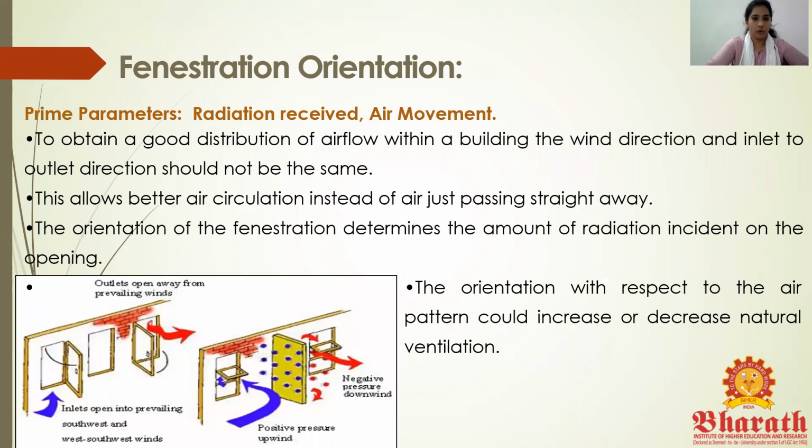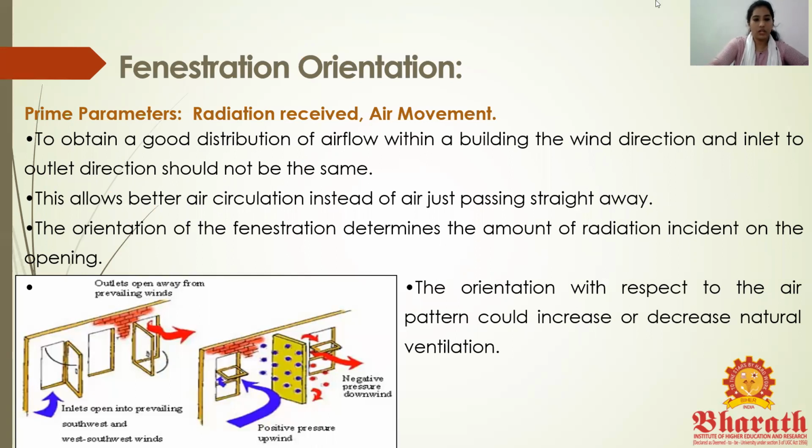Now, after the roof overhangs, we're also talking about fenestration orientation. We're talking about whether it's going to be cross ventilation or not, and trying to avoid it as much as possible. So the prime parameters with fenestration orientation are radiation and air movement. To obtain a good distribution of airflow within a building, the wind direction and the inlet to outlet direction should not be the same. So it allows better air circulation instead of air just passing straight through.